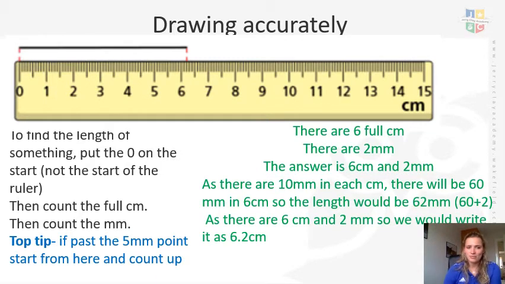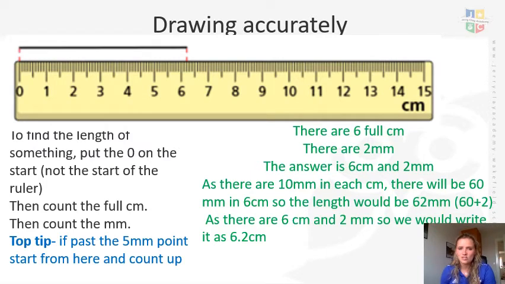So to find the length of something, we first of all put the 0 on the start. So as you can see on this ruler and on most rulers, the start of the ruler isn't part of the measurement, so you need to make sure that you put it on where it says 0 or where that first line begins. Then we can count the number of the full centimetres. So if we start from 0, we've got 1, 2, 3, 4, 5, 6 full centimetres. So we know that it's going to be 6 centimetres.